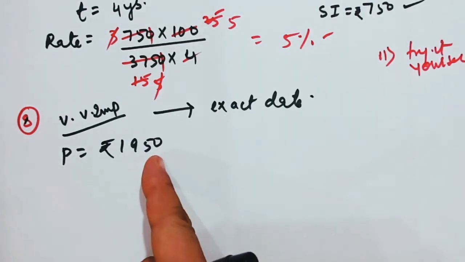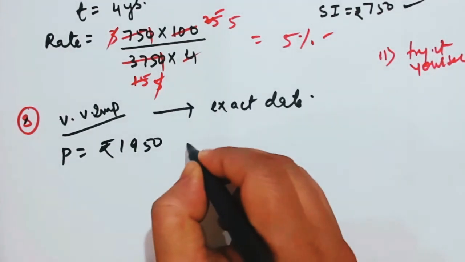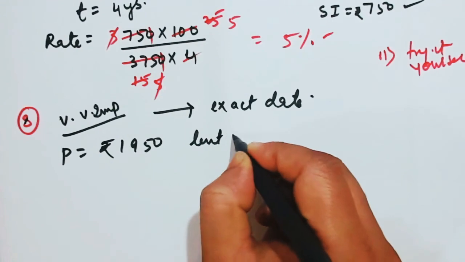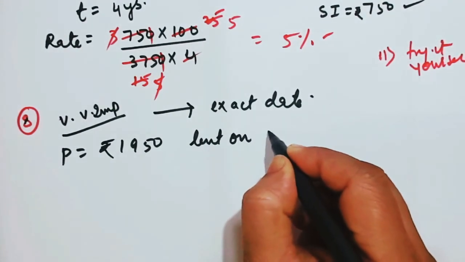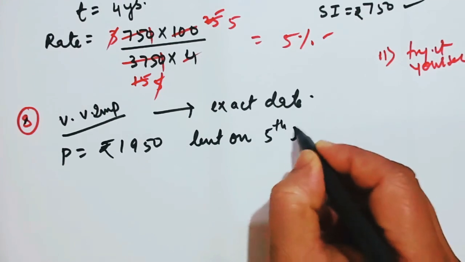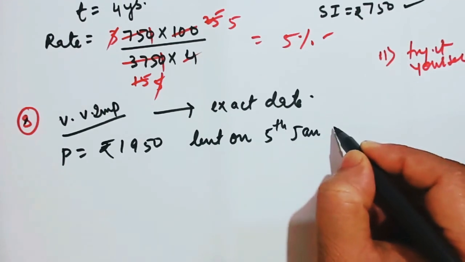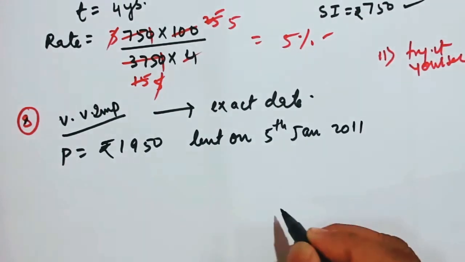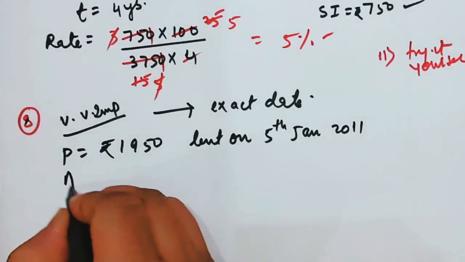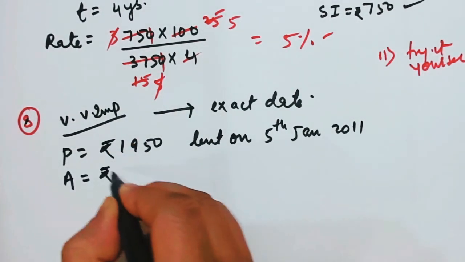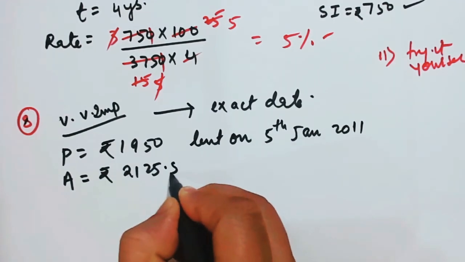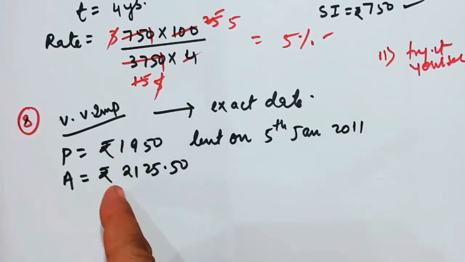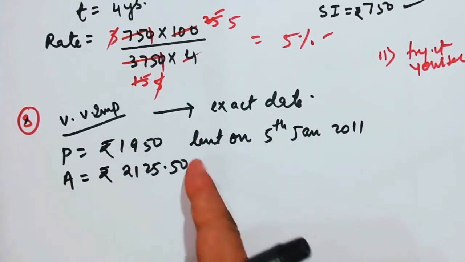Clear? Lent on means LENT. Lent on which day was it given? So lent on 5th January 2011, and this principal, it amounts to rupees how much? 2125.50. So the principal amounts to this much.